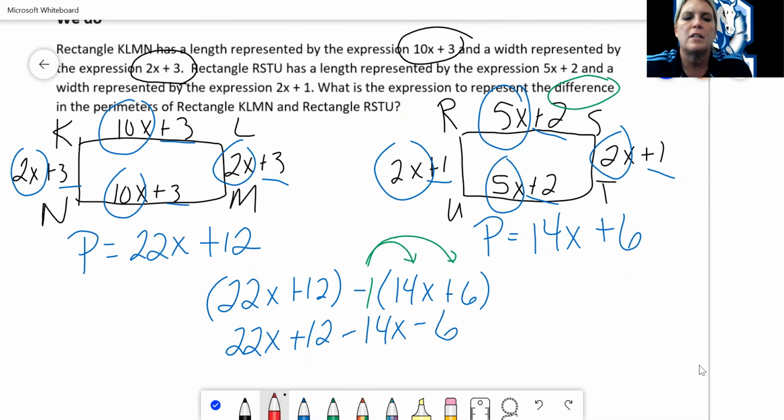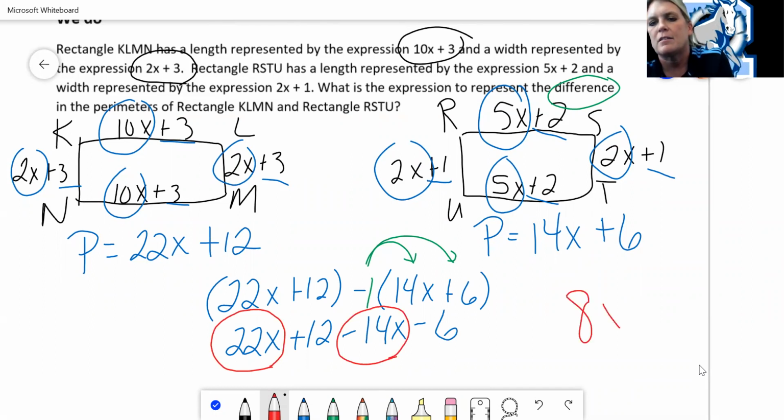From here, we need to combine like terms. 22x minus 14x, 22 minus 14 is 8x. 12 minus 6 is positive 6. This is your answer.